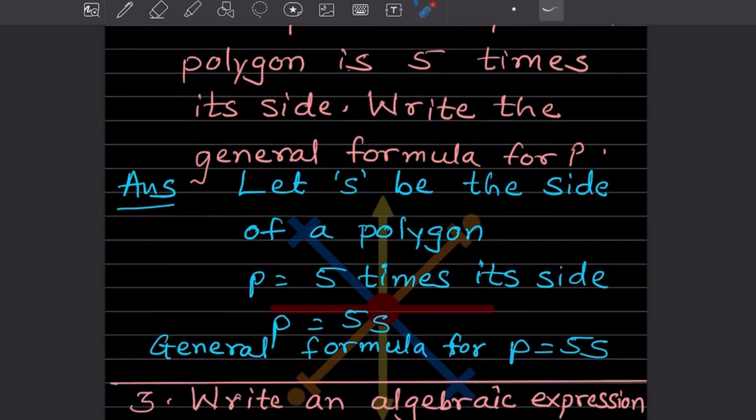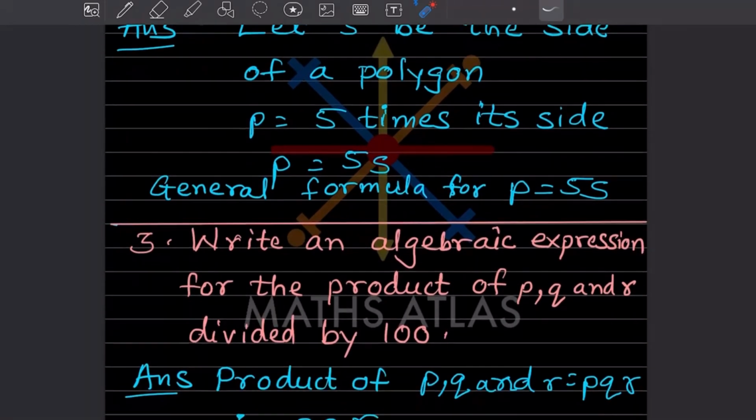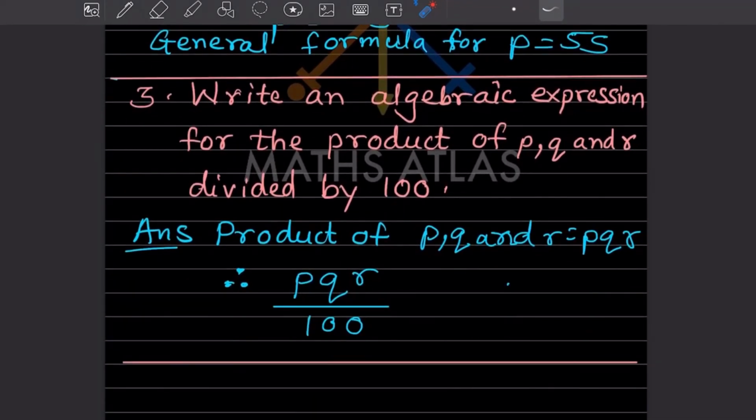And then what are we going to write in the next step? P is 5. Times means you are going to multiply. And side means, what did we consider over here? We have considered S as the side. So this is going to be 5S. So the general formula for P is 5S. 5 multiplied by S is 5S. Hope that is clear. Now we'll go for the next problem. That next problem says: write an algebraic expression for the product of PQR divided by 100.